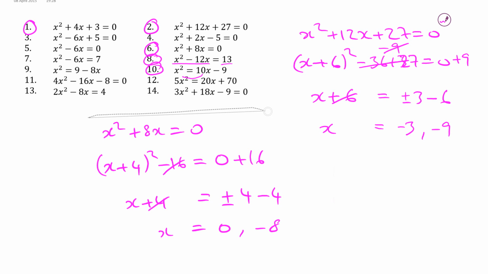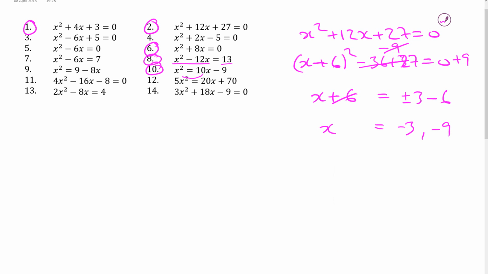x squared minus 12x minus 13 equals 0. Oh no, I'm talking about question 8. So you complete the square. You don't have to worry about that 13. Let's quickly do this one. Equals 13. Just complete the square for x squared minus 12x.